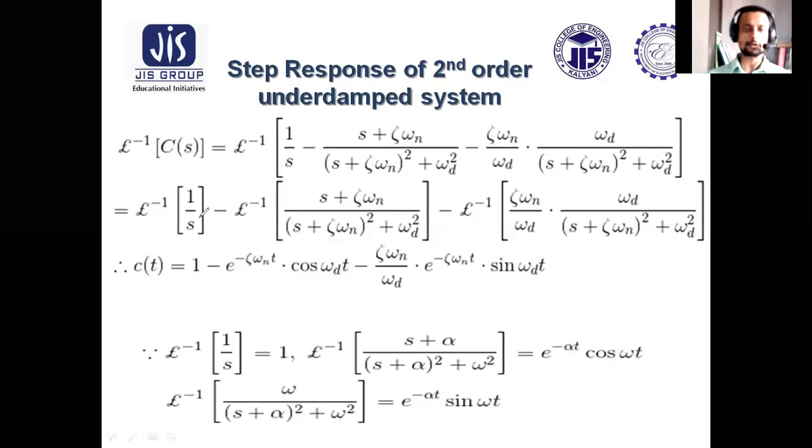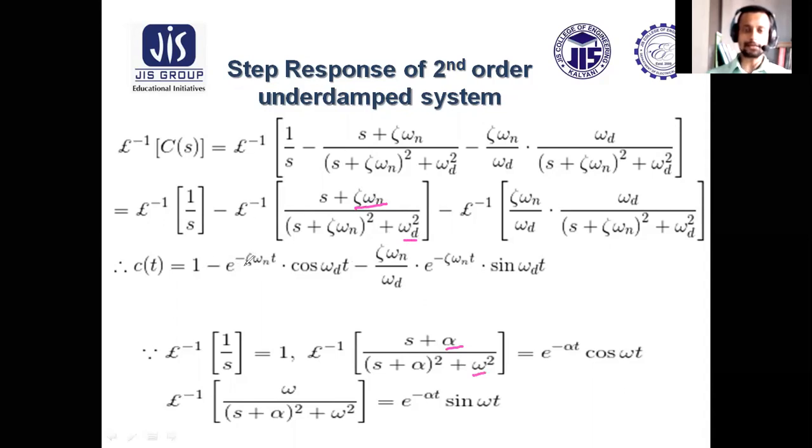Now inverse Laplace of 1 by s is 1. We know s plus alpha by (s plus alpha) whole square plus omega square: this term will have inverse Laplace transformation of e to the minus alpha t cos omega t. Similarly, omega by (s plus alpha) whole square plus omega square, its inverse Laplace transformation will be e to the minus alpha t sin omega t. So based on these formulas, this is a or alpha, and this is b or omega.